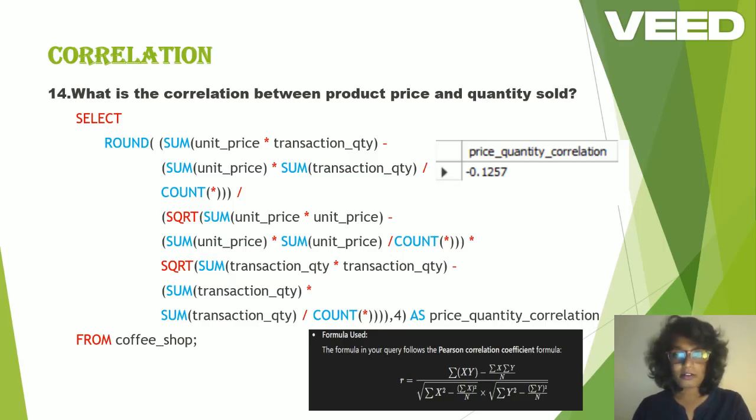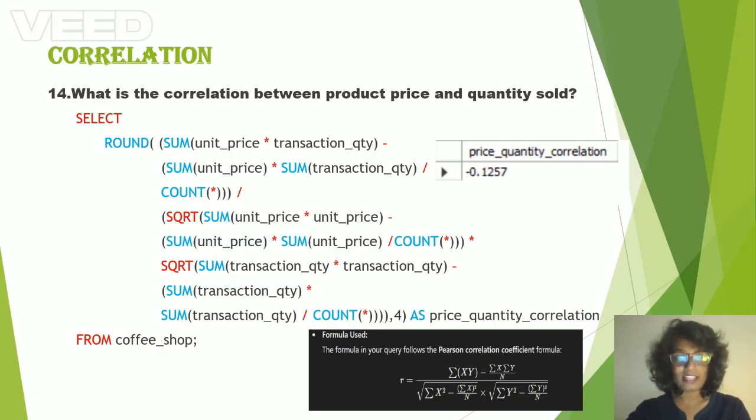Here, I got a correlation of minus 0.1257. This suggests a weak negative correlation, meaning as the price increases, the quantity sold tends to decrease slightly.